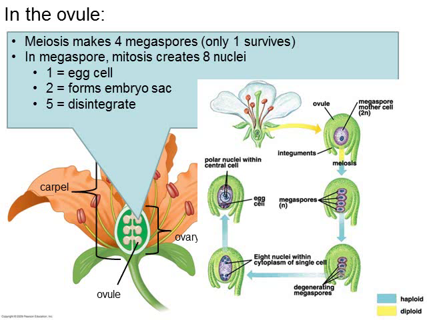And so as we look at the final step of this picture here, we can see that two of the nuclei in the middle are going to form an object called an embryo sac. One of the nuclei is going to form an egg cell, and the other five that aren't labeled, those are the five that are going to die.